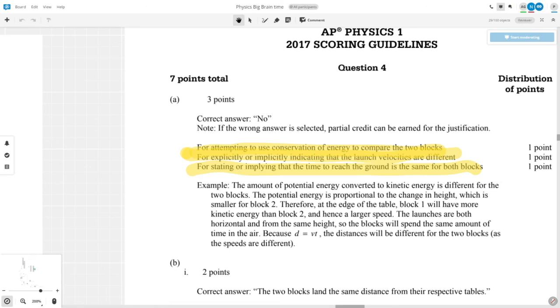Wait, but I thought that makes more sense than just saying you had to know that the vertical is different. But I thought the answer to the first one was that they go the same distance. Like, one of them doesn't go farther. Isn't that the answer to the first one? No, that's the wrong answer. Alright, never mind. Block 1 and 2 do not land the same distance from their respective tables. No. They don't. For B, that's not it. No, we're on A. We're on A right now.